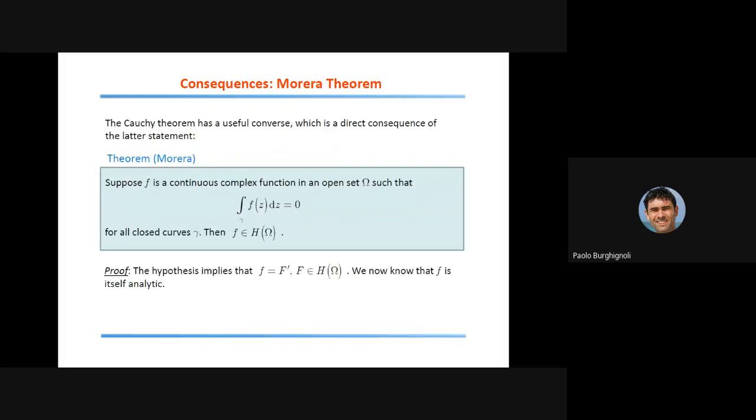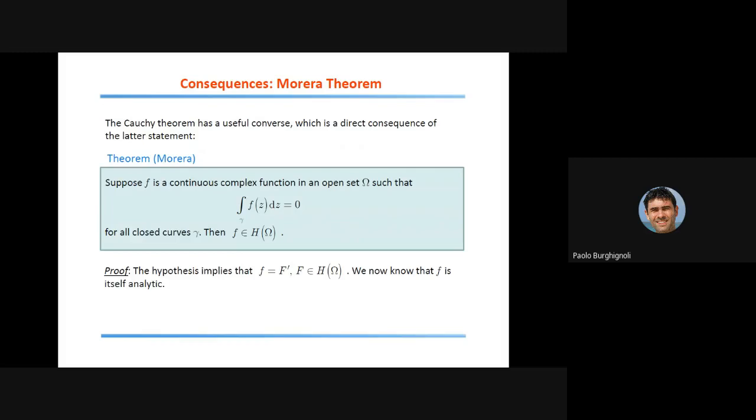But there is even more. For example, we can deduce another consequence from all these properties, which is the so-called Morera Theorem, which is in a sense a converse of the Cauchy Theorem, because the Cauchy Theorem assumes that your function is analytic and tells you that its integral along any closed path is 0. Morera Theorem does the opposite.